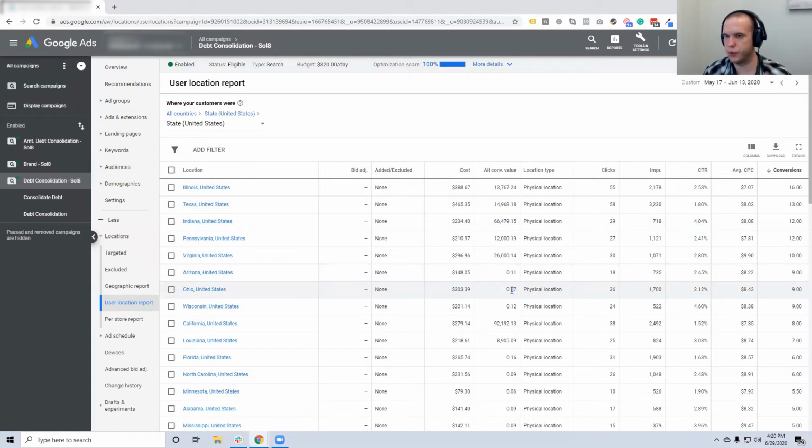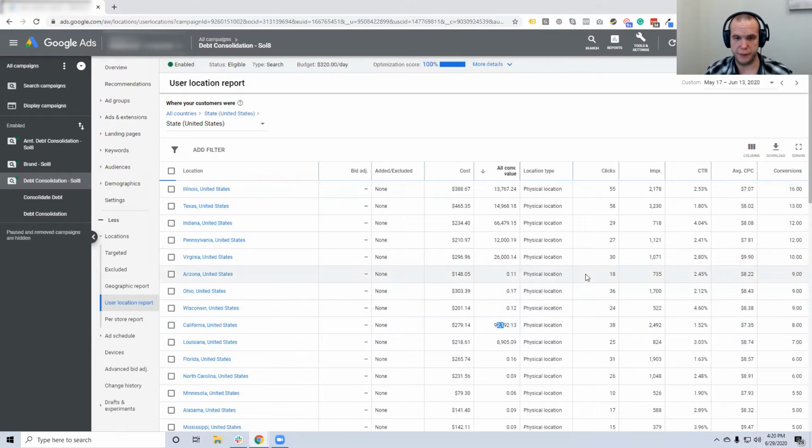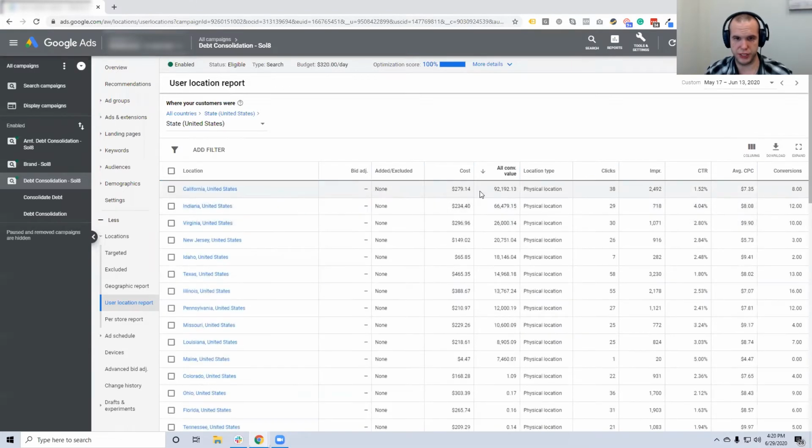0.17 is basically just phone calls and that kind of stuff that have no weight to it. So this doesn't actually have a value amount to it. Now we're looking at it and asking, well, what state is going to be delivering us the most success? And as this grows over time, you can see California does really well. If you sort by all conversion value, you can see this one, $65 and 18,000.